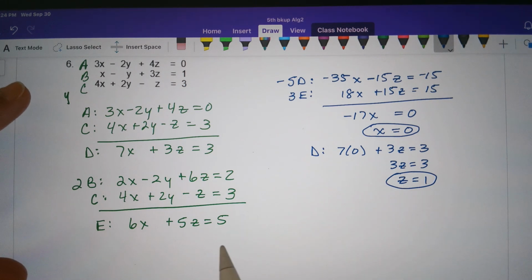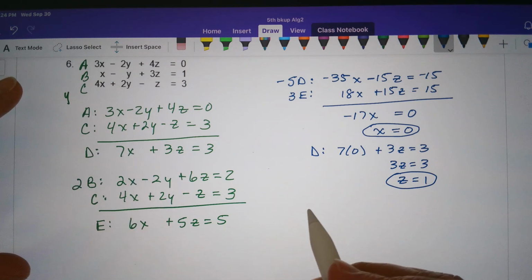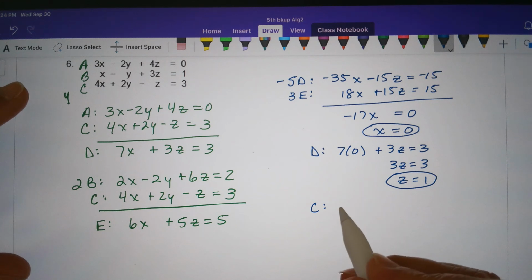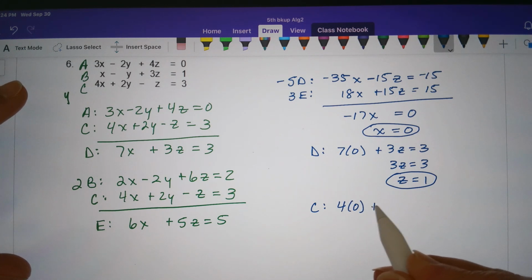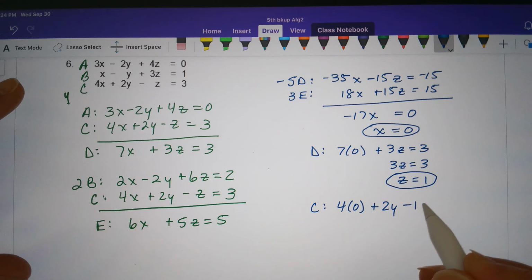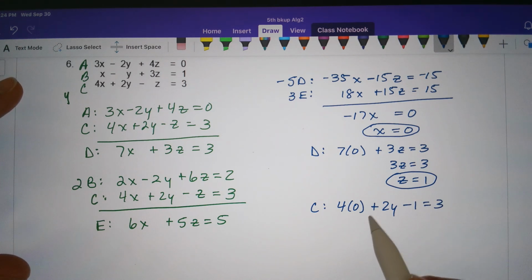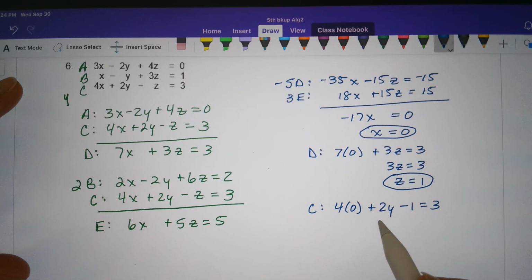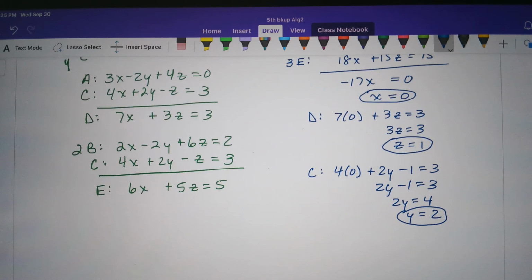And now back to an original to find our y value. We'll go back to C. 4 times 0 plus 2y minus 1 equals 3. That's 0 plus 2y. So this is 2y minus 1 equals 3. Add 1, 2y equals 4. Divide by 2, y equals 2. So we have 0, 2, 1.